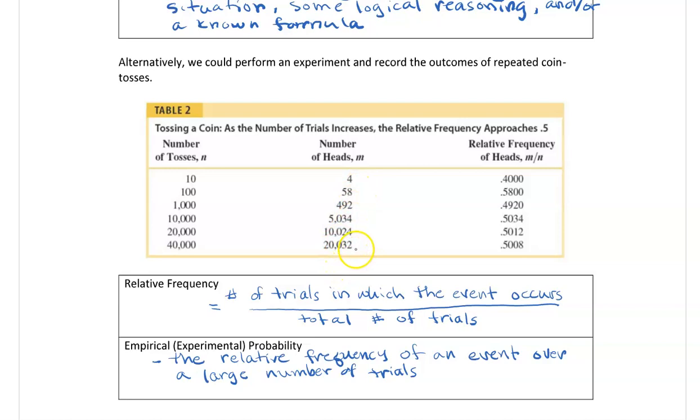But as you increase the number of trials, you see how the empirical probability is approaching 1/2, 0.5, which is what we got for the theoretical probability. So empirical probability is only reliable over a large number of trials. So that's important. We need to do a large number of trials. Okay. Let's go on here.